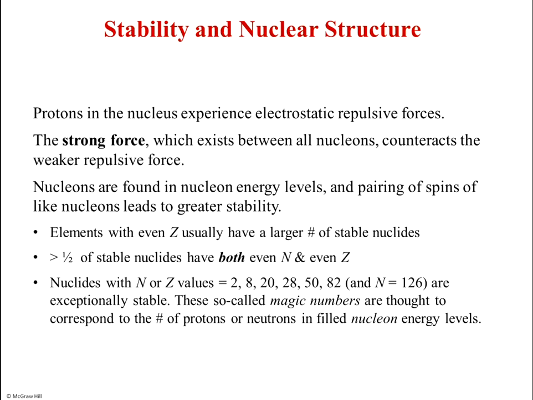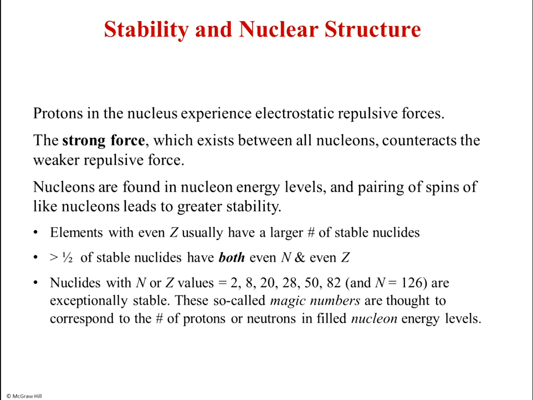Another thing that's interesting is we find that nuclides that have a number of neutrons or a number of protons that is equal to either 2, 8, 20, 28, 50, or 82, and ultimately 126, are found to be exceptionally stable. For nuclides, these are called magic numbers, and they're thought to correspond to the number of protons or neutrons needed to fill nucleon energy levels.